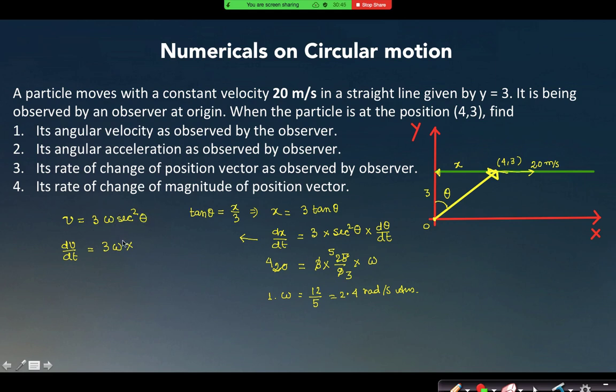And what is differentiation of sec square theta? Can anyone tell me what is differentiation of sec square theta? Sec theta tan theta? No, sec theta whole square. What is differentiation of sec square theta? 2 sec theta into sec theta tan theta. Is it all? Into d theta by dt. d theta by dt means another omega. That is why I have written omega square.